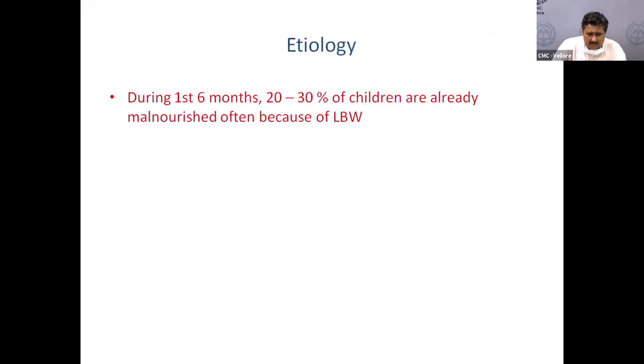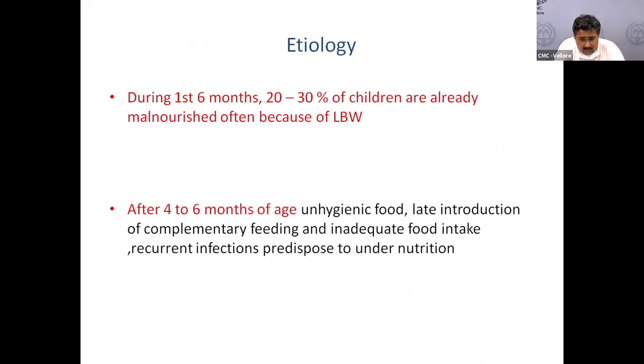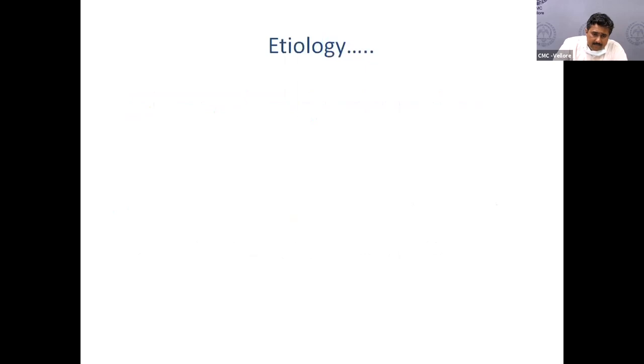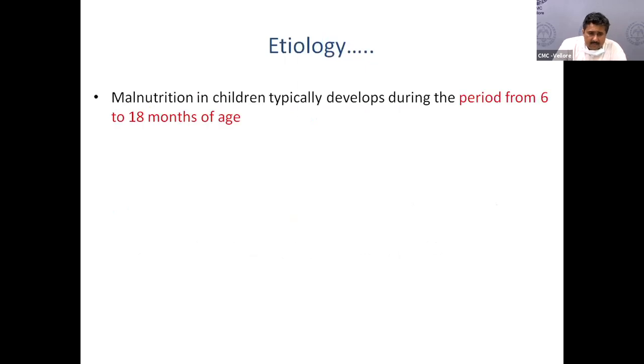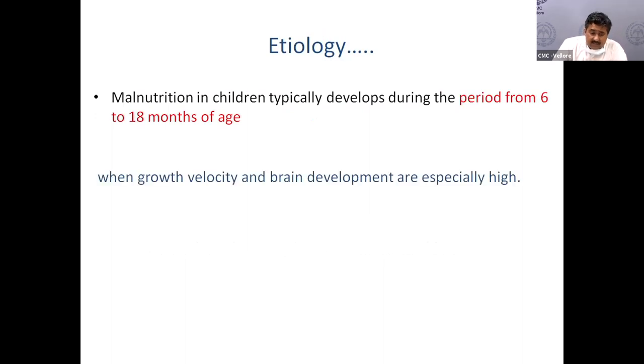If you see, during the first 6 months, around 20 to 30% in India, if you are taking Indian data, are low birth weight, or already malnourished by that time. After 4 to 6 months of age, unhygienic food, late introduction of complementary feeding, inadequate food intake or recurrent infection predispose to undernutrition. Malnutrition in children typically develops during the period of 6 to 18 months of age. This is a time when growth velocity and brain development are essentially high, and any malnutrition or stress at that point affects growth in all domains.